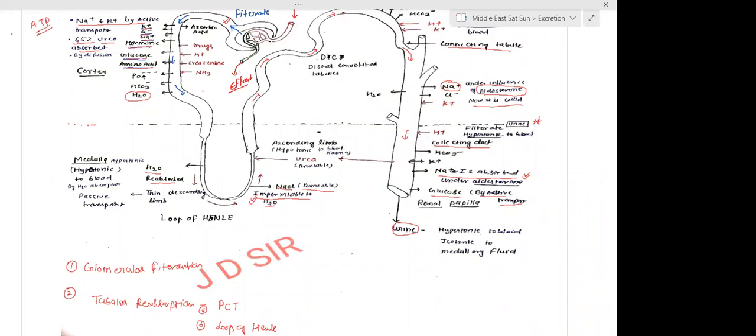Chloride ions, urea, and other solutes are reabsorbed by diffusion. The filtrate is isotonic at this point.